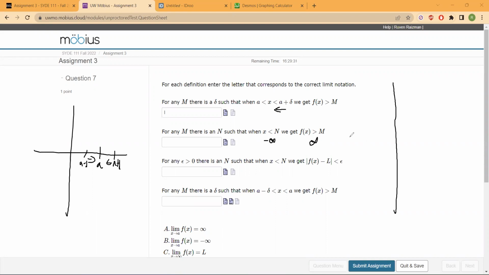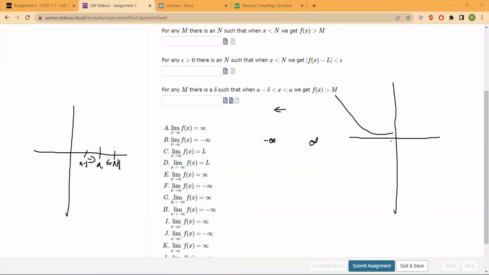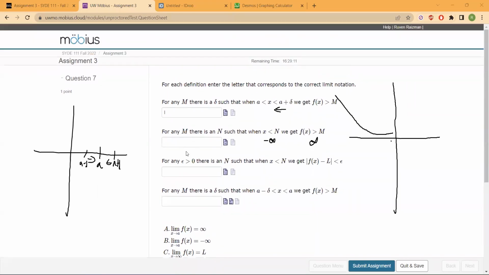If you're wondering what that looks like, as x approaches negative infinity, f of x approaches infinity, it's going to look something like this. And that is going to be g. Okay, so here, for x smaller than any n, this is again just negative infinity for the reasons we discussed before. And here, that's our definition of a certain limit.